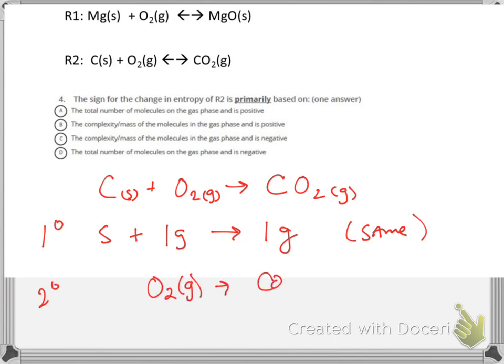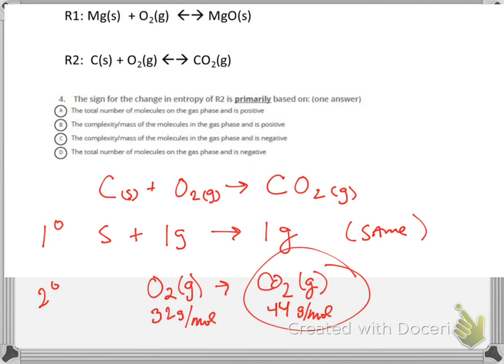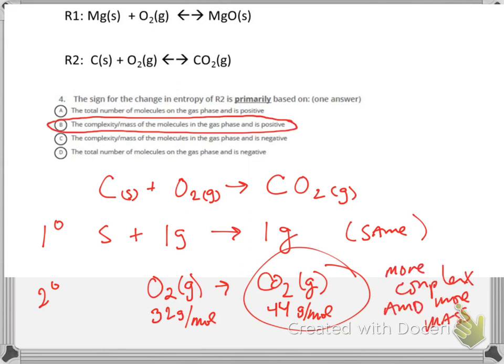To identify the sign, we must look at the secondary consideration, which is O2 gas going to CO2 gas. Here we do see a change in the entropy of the species. At 32 grams per mole, O2 is going to have less entropy than CO2, which is 44 grams per mole. It's much more complex, much heavier. This has the highest entropy. And we would expect the answer to be B, the complexity and mass of the molecules in the gas phase, and it makes the entropy positive.